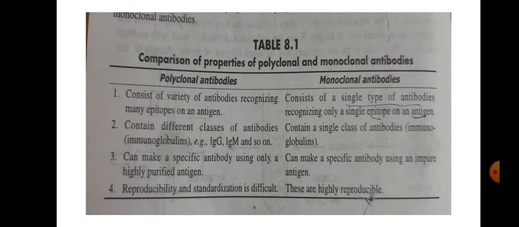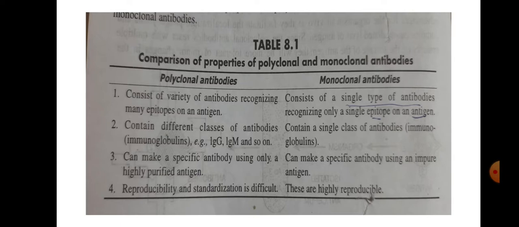Let us see a comparison between polyclonal and monoclonal antibodies. Polyclonal antibodies consist of a variety of antibodies recognizing many epitopes on an antigen, while monoclonal antibodies consist of a single type of antibody recognizing only a single epitope on an antigen. Hence, they are known as monoclonal. Poly means many, mono means single. Polyclonal antibodies contain different classes of antibodies like IgG, IgM, and so on. Monoclonal antibodies contain a single class of antibodies.